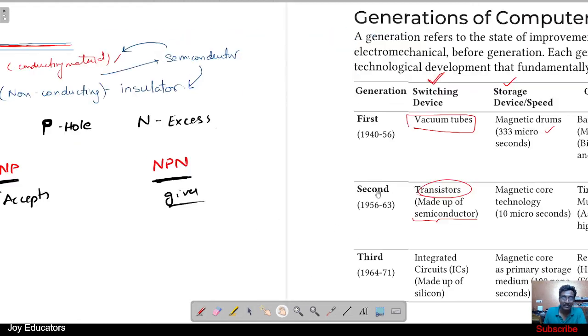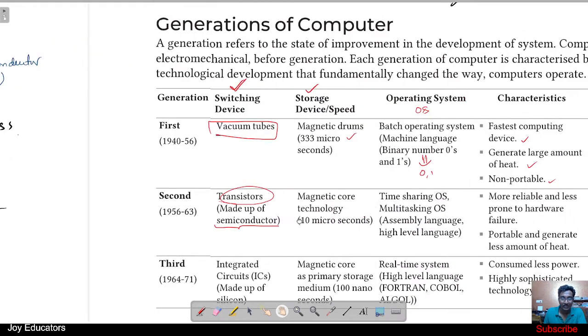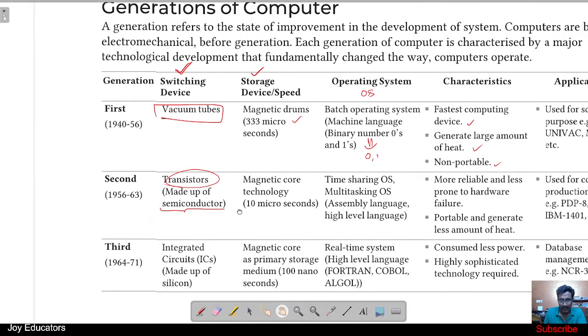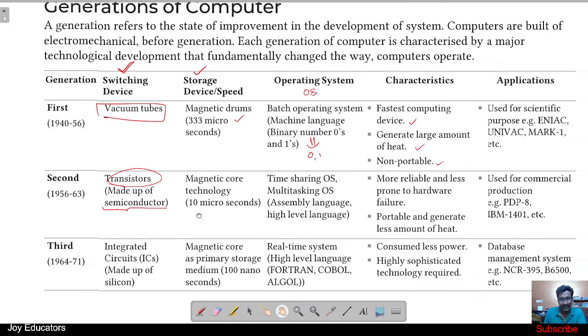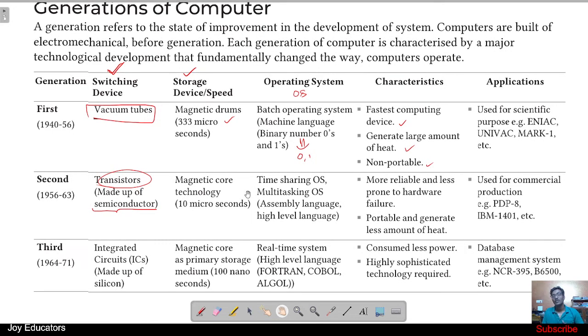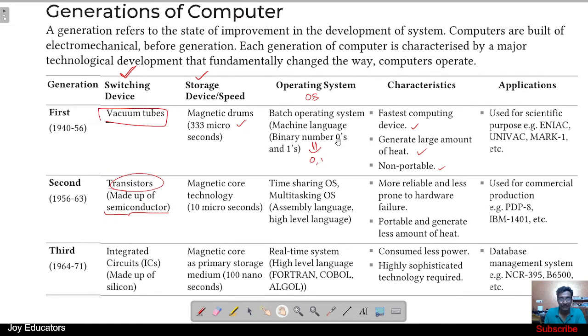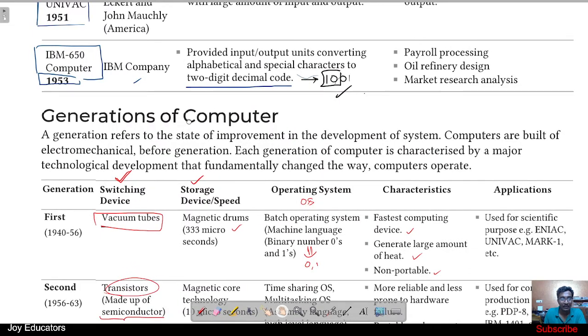Leave this aside and come to the story. It is about transistors in the second generation. There is magnetic core technology. We will see about everything, nothing to worry about. This is not much important also. In 1953, which company had started their production of computers? IBM. Yes, so you can see it, the same thing that we saw above.